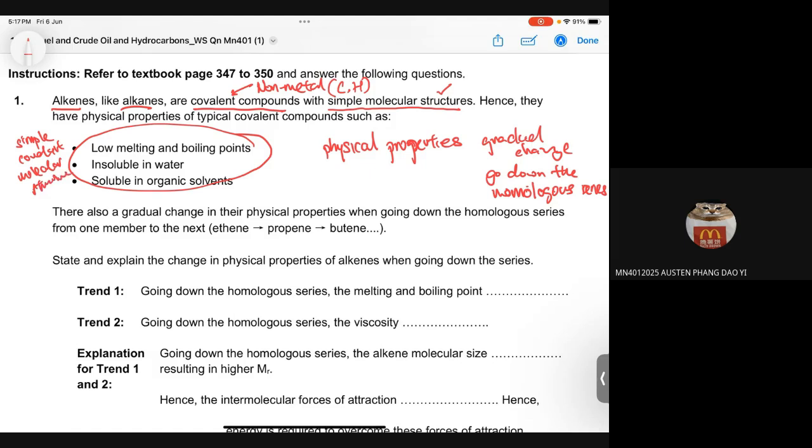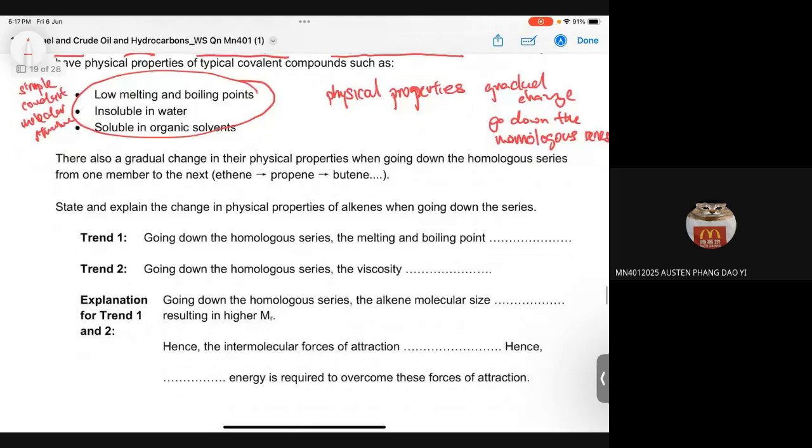So recapping on your bonding again, okay, so you realize that this part here is to recap on your bonding. So we're going to go back to bonding and recap all this again.